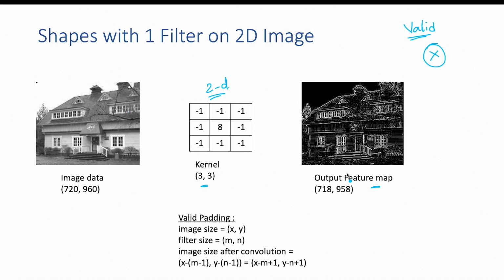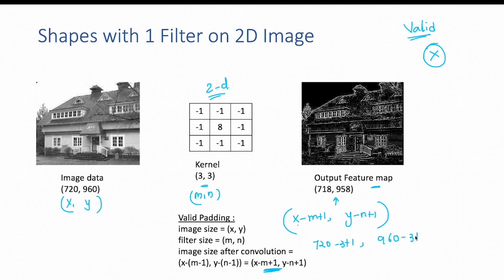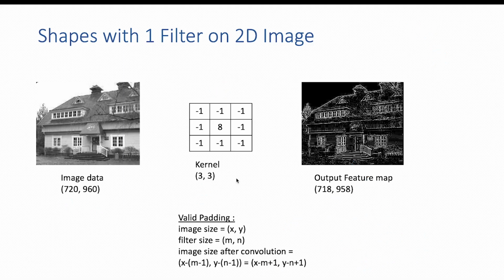we have the formula that we deduced in one of our previous sessions, which is x minus m plus 1 and y minus n plus 1. This determines the shape of the output feature map, where x and y are the height and width of the image data, and m and n are the height and width of the kernel. So we can plug in these values: 720 minus 3 plus 1, comma 960 minus 3 plus 1. This results in a shape of 718 by 958, and that's what we are observing in the output feature map here.